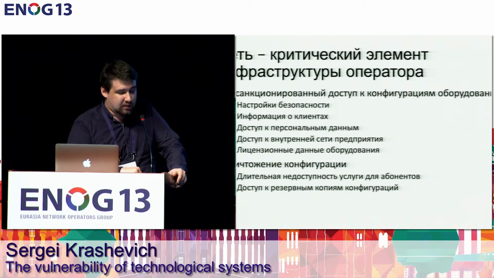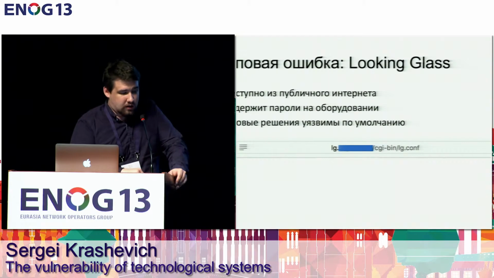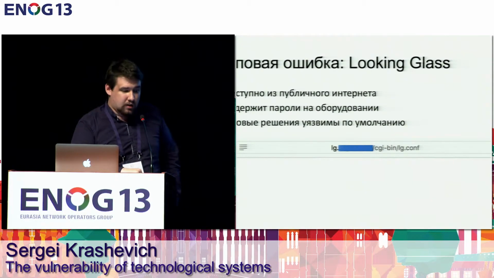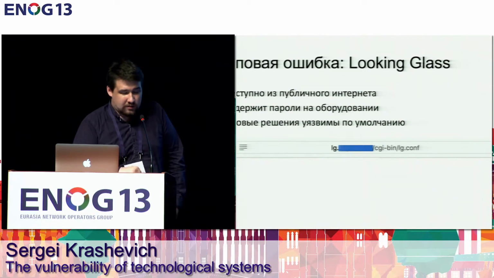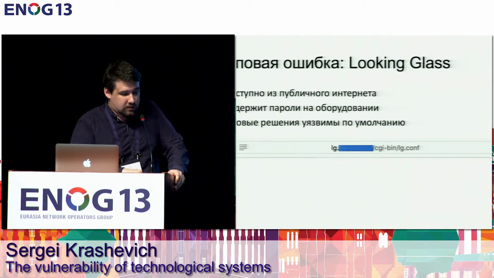And if, for some reason, they get unauthorized access to make changes, it can lead to downtime and failures of the equipment. One of the most common typical mistakes I identified yesterday: it took me only one hour to get access to the networks of five mobile operators. The typical mistake is the looking glass. Many operators use it and have it publicly available, and other engineers can be using it as well.